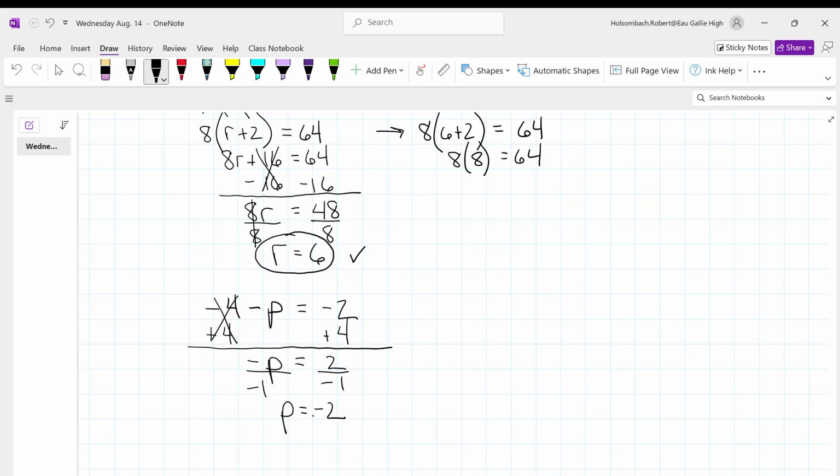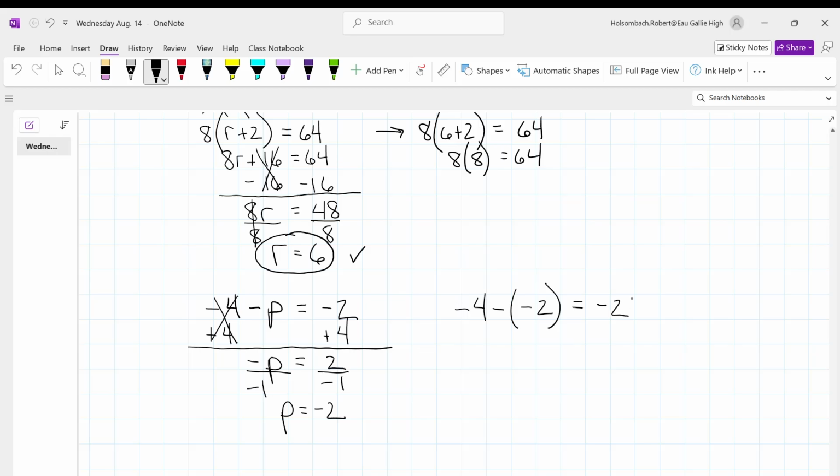Now, does it still work if you just multiply by negative 1? You can multiply each side by negative 1 or divide by negative 1. Yes, it does. So now when we substitute, we get negative 4 minus our solution, negative 2, equal to negative 2.